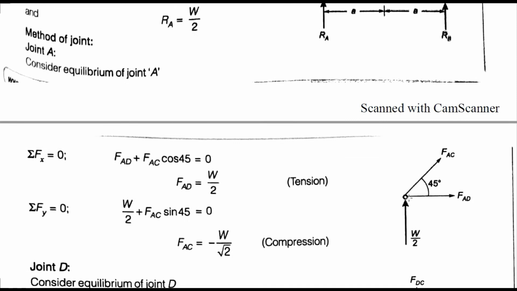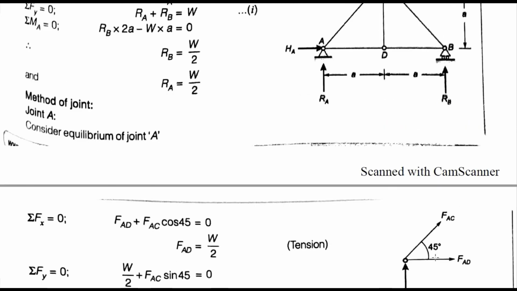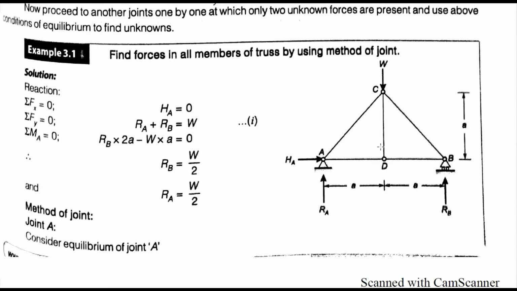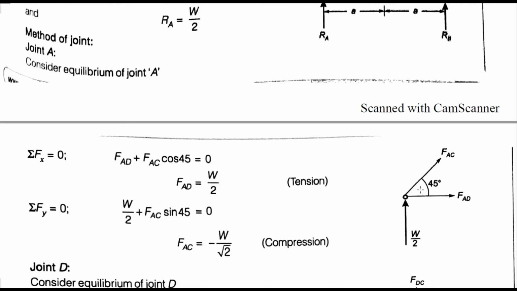You can see the free body diagram of joint A. Here we have W by 2, the force in member AD, and the force in member AC, and this is our angle of 45 degrees, because we know this is a right angle triangle with 90 degrees here. This is 45 and 45. Summation of Fx by resolving this inclined member, the force in AC, into two parts: FAC sine theta in vertical and FAC cos theta in horizontal.